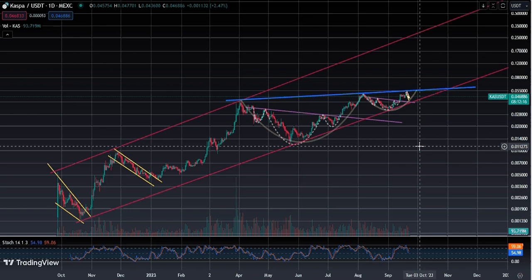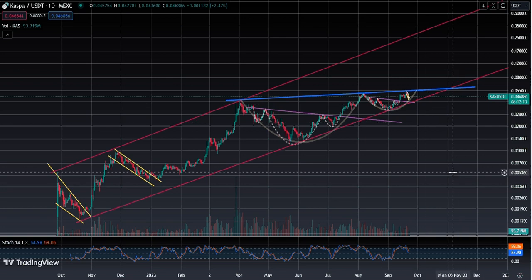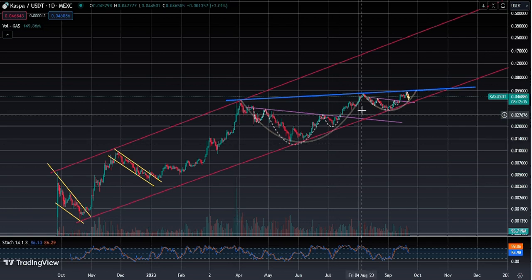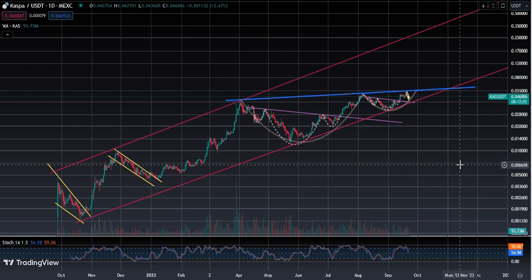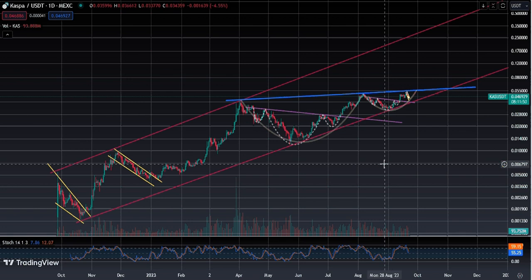But to my eye, this is not a rising wedge. As a matter of fact, this looks more like a cup and handle. And if our inverted head and shoulders pattern does its thing back here and gets us up to 6.8 cents, this should be a cup and handle pattern that breaks out.